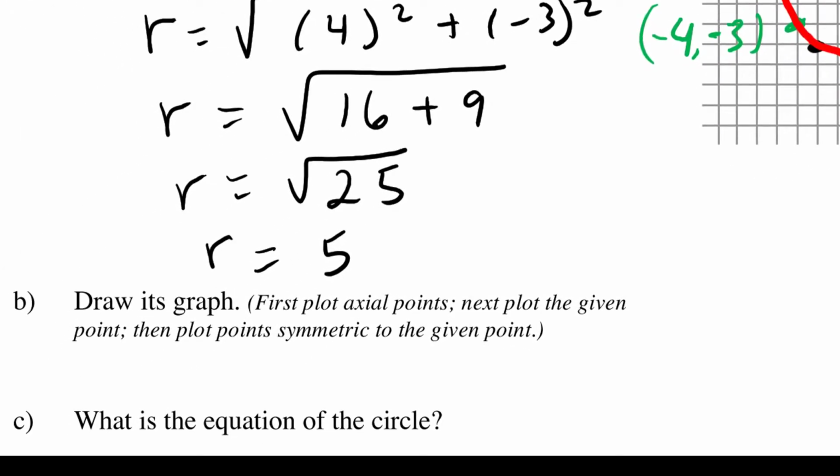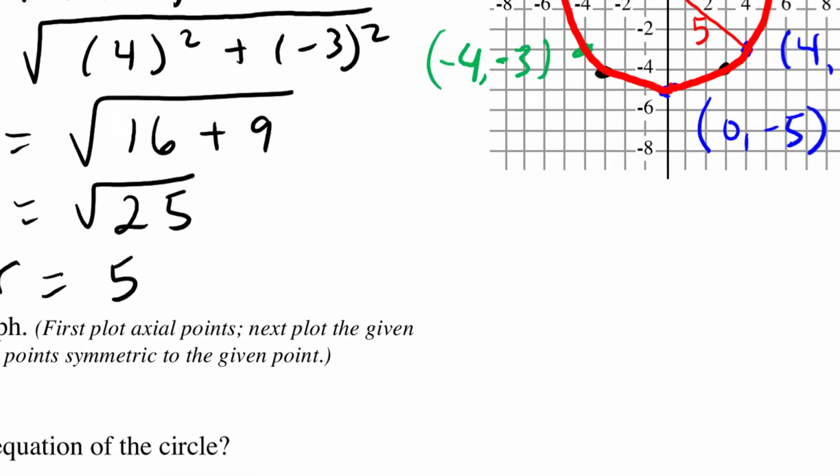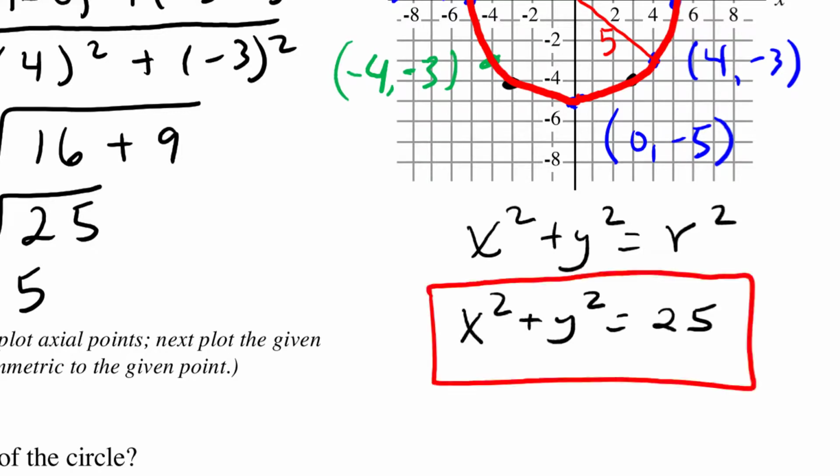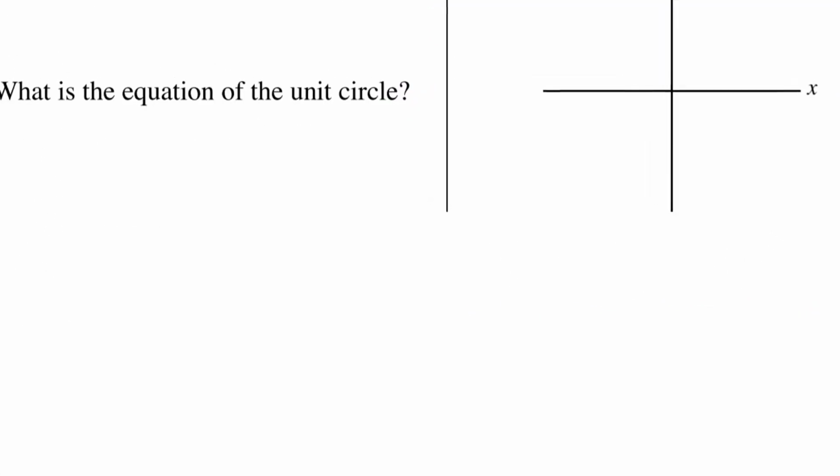Next question is, what is the equation of this circle? Well, remember, the equation of the circle that's centered at the origin is x squared plus y squared equals r squared. And the radius here is 5, so x squared plus y squared equals 25. And there you have it.